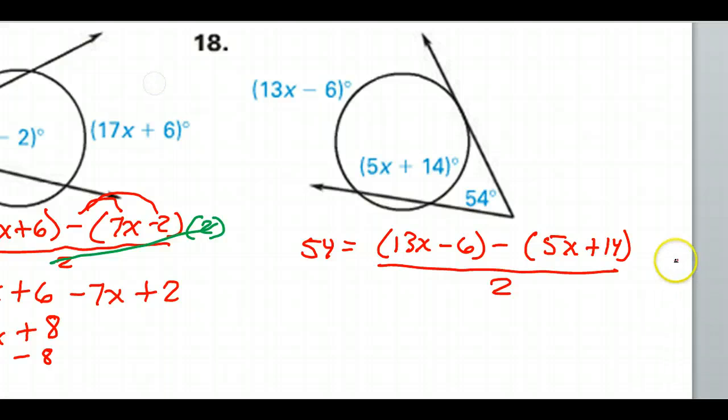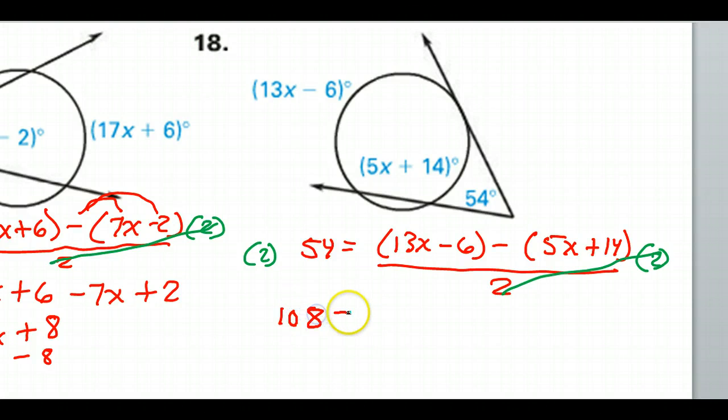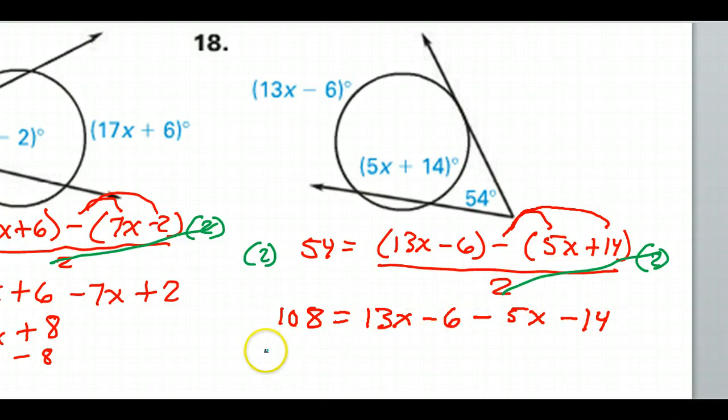Once again, we're going to multiply both sides by 2 like this. So these are going to cancel out. So this is going to give me 108 is equal to 13x minus 6. Now don't forget to distribute this minus sign. So this is going to be minus 5x minus 14.